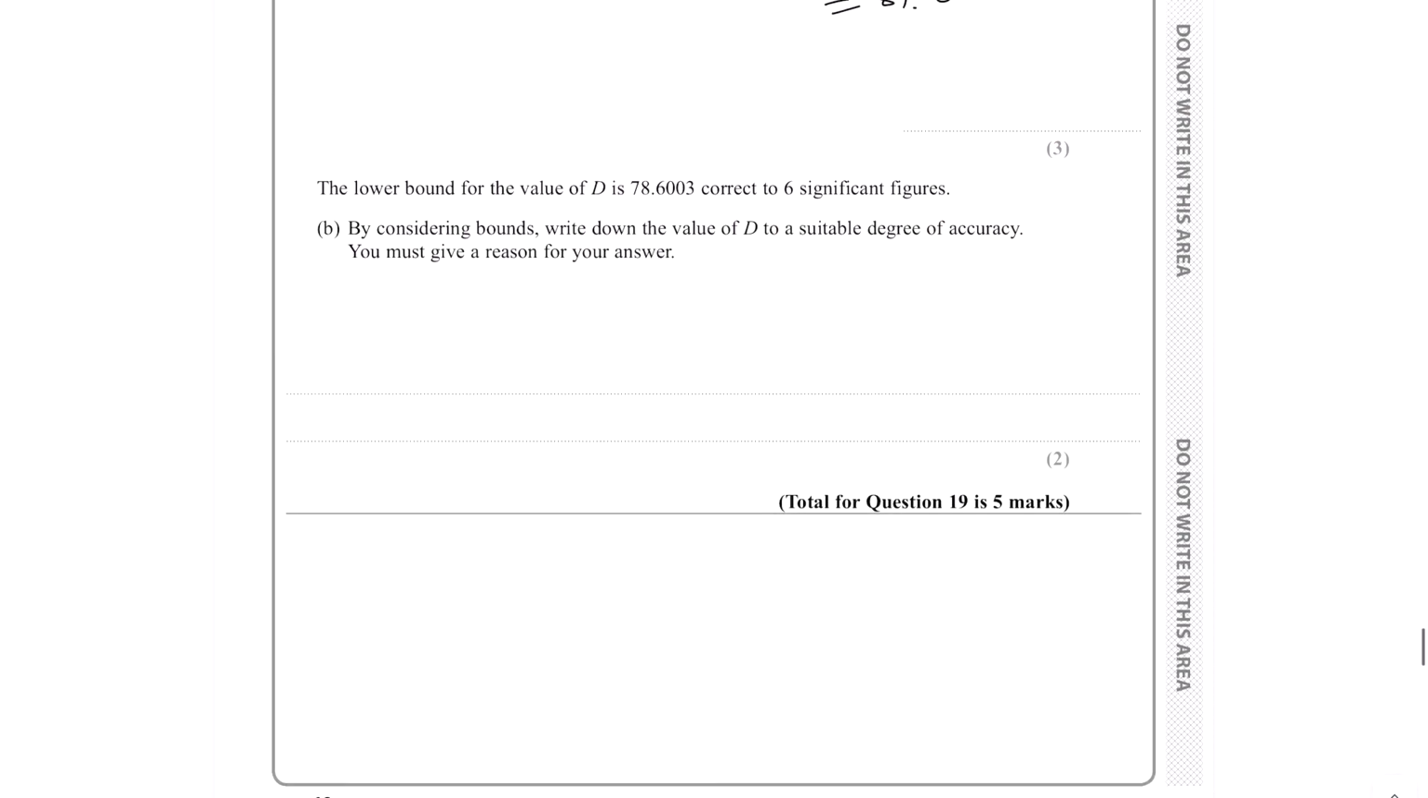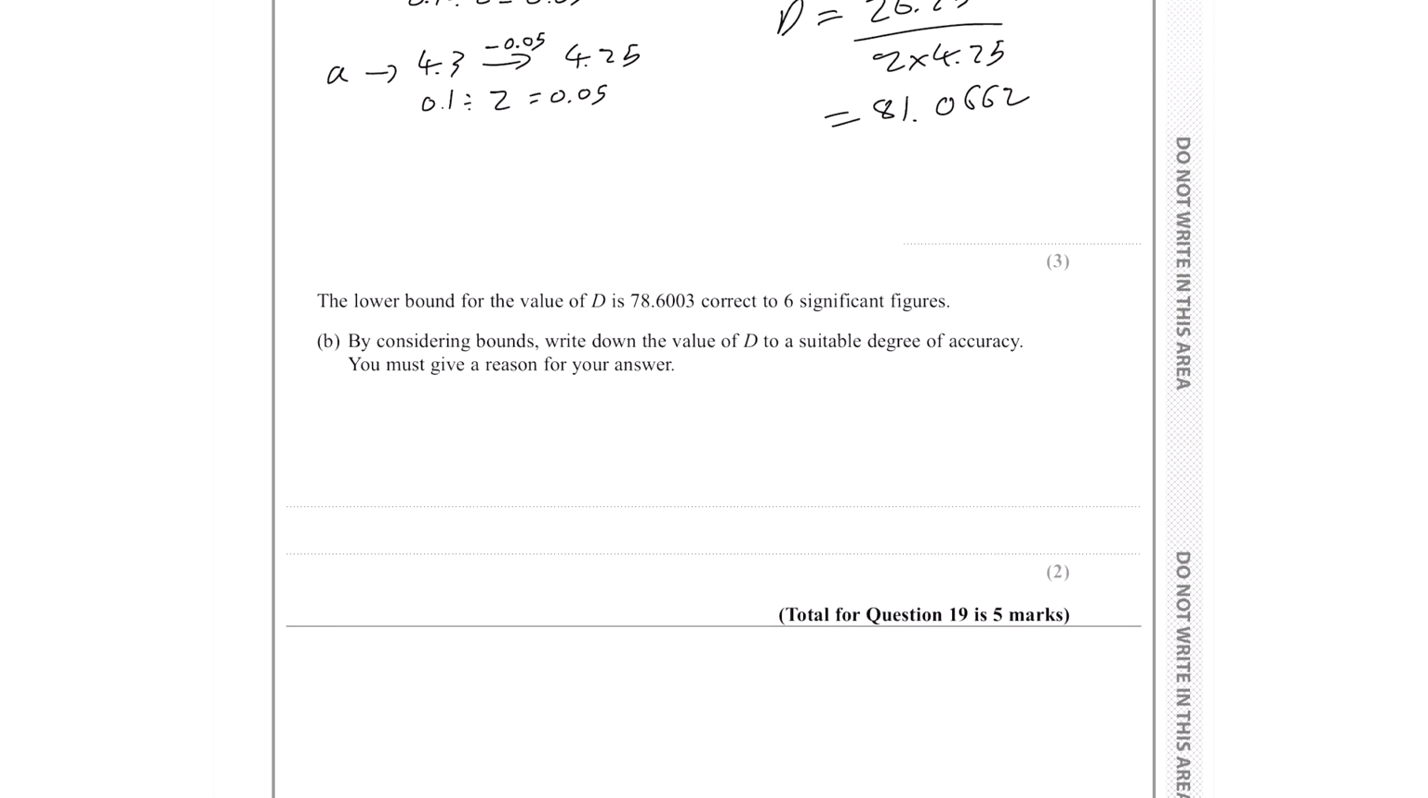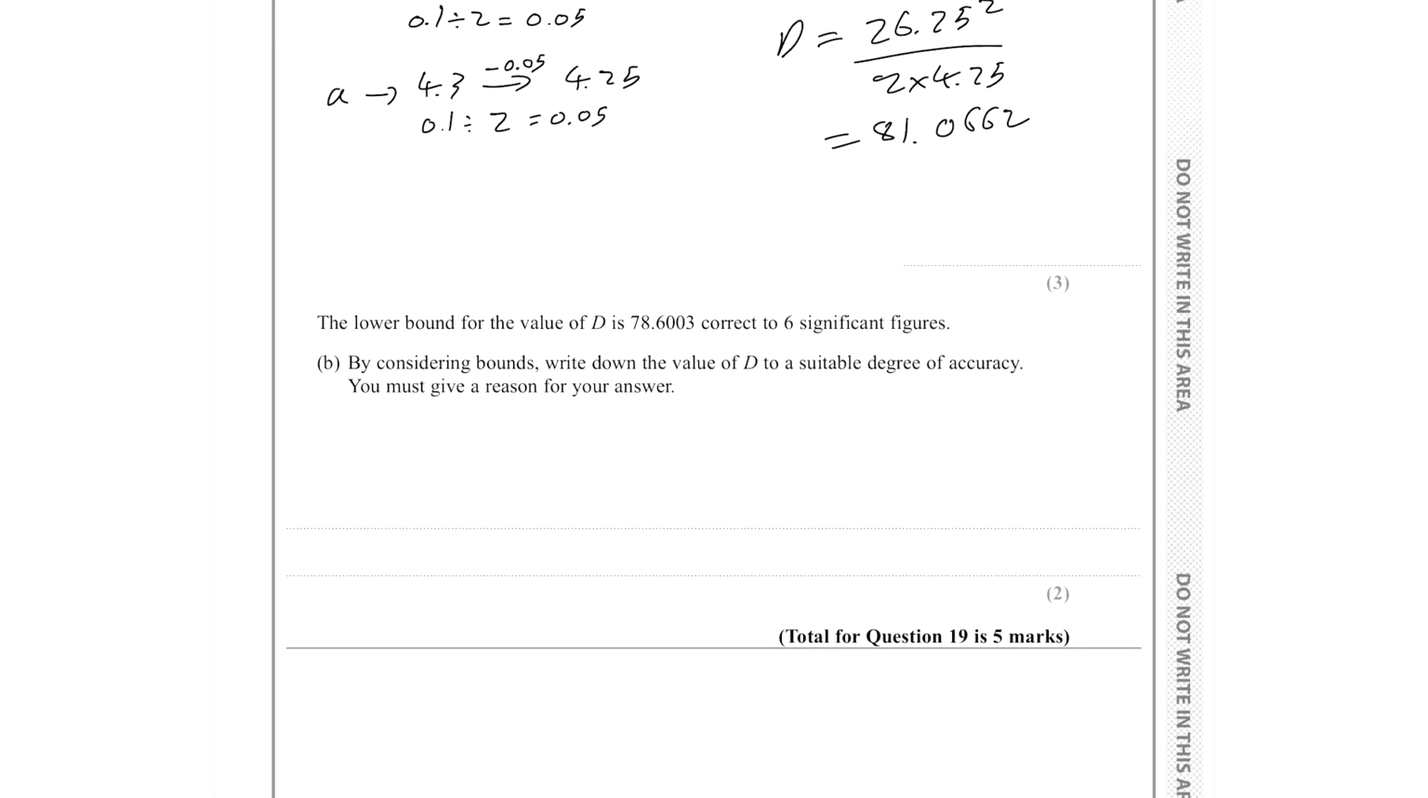The lower bound for d is 78.003, correct to 6 significant figures. By considering bounds, write down a value for d to a suitable degree of accuracy. So typically you want to round it in a way so that they both are in agreement. So in this case, we can round them both to 80. You could write both bounds round to 80 at the nearest 10.